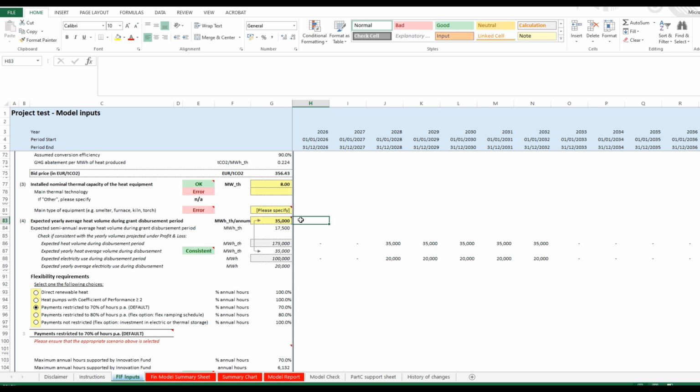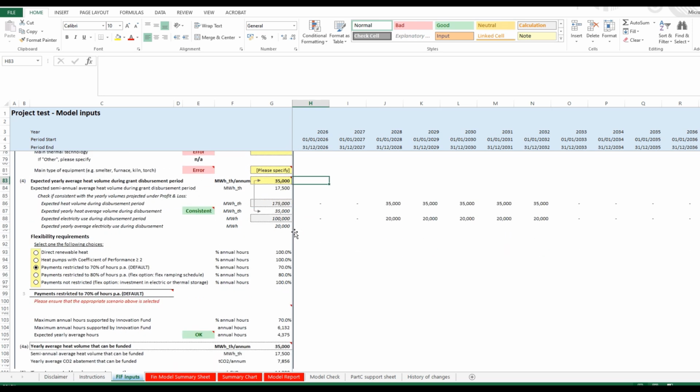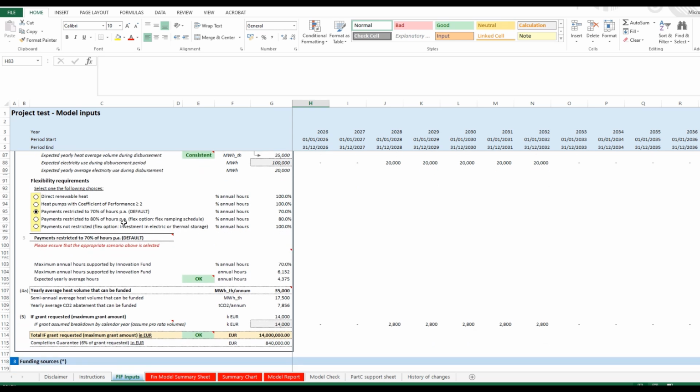The template performs a consistency check to ensure that the annual heat volume entered aligns with the heat volumes projected during the grant disbursement period in the cash flow projections. This section will be covered in more detail later. As described in the call text, the auction design aims to disincentivize electrified heat solutions that increase emissions from electricity generation and system costs. By default, subsidized heat production is limited to 70% of the total maximum hours in a year at the installed nominal thermal capacity.